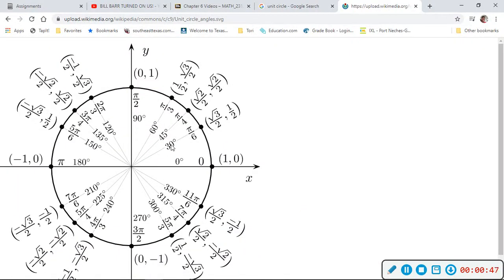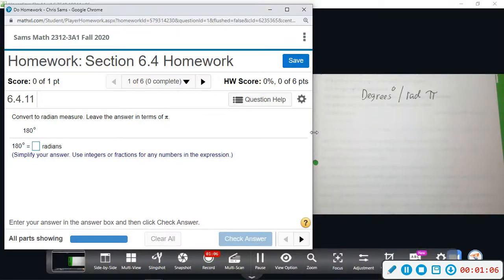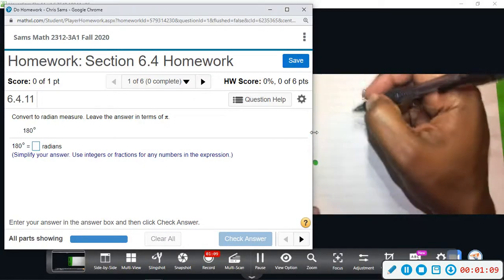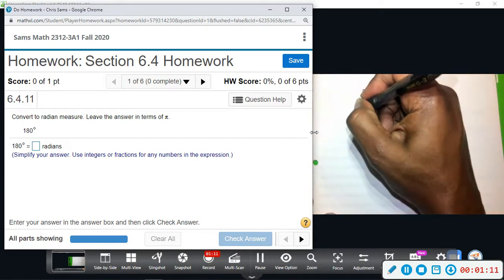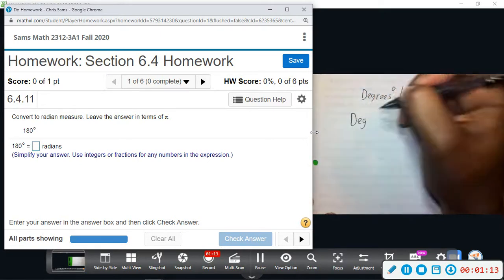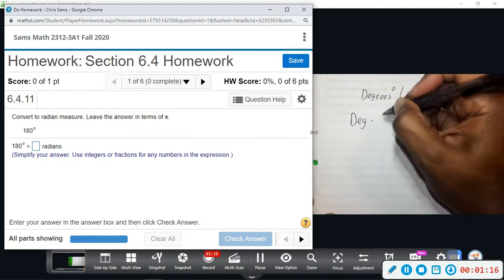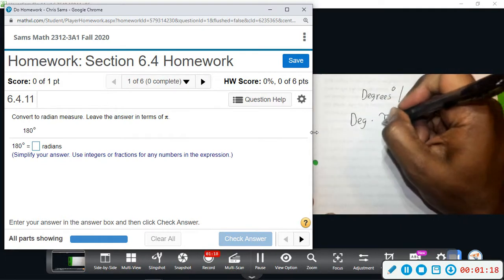And each degree is partnered with a radian measure. 30 degrees is the same radian measure as pi over 6. So there is a conversion. So every degree measure is accompanied by a radian measure, okay, and there is a conversion that you do. So if you're going from degrees to radians, you're going to do this. You're going to multiply times pi over 180.